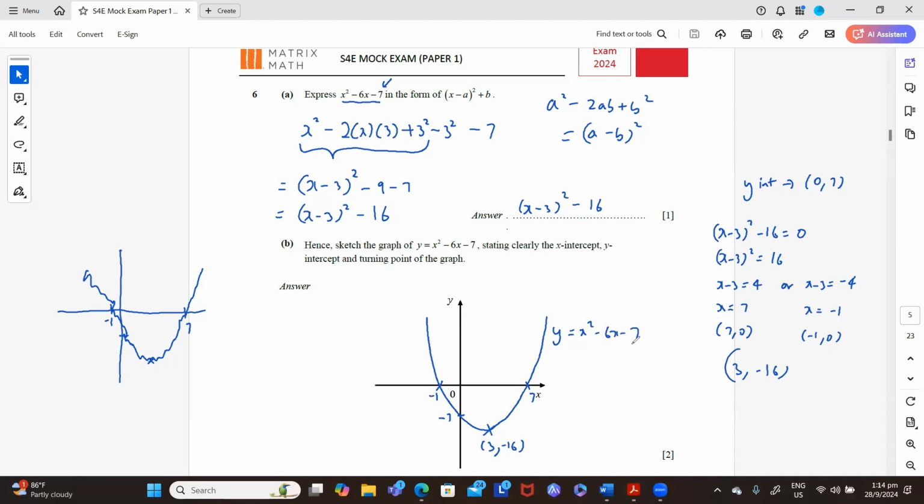So write down the equation of the line of symmetry. The line of symmetry will always pass through the turning point. So this line of symmetry will be x equals 3. So your answer to part C will be x equals 3.